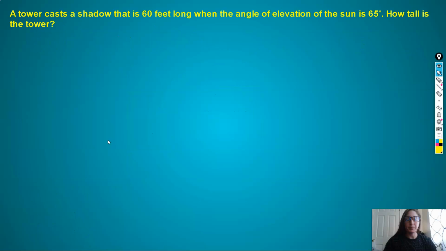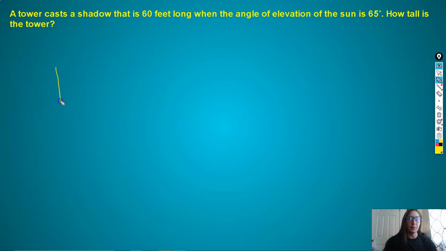So let's get going. Our first example: a tower casts a shadow that is 60 feet long when the angle of elevation of the sun is 65 degrees. Okay, how tall is the tower? The first thing you want to do anytime you see an application problem is draw the picture. Very few people can just say, oh, I get this, let me set up my equation and go, without drawing a picture, seeing what's going on, translating it into the triangle, and then solving it from there.